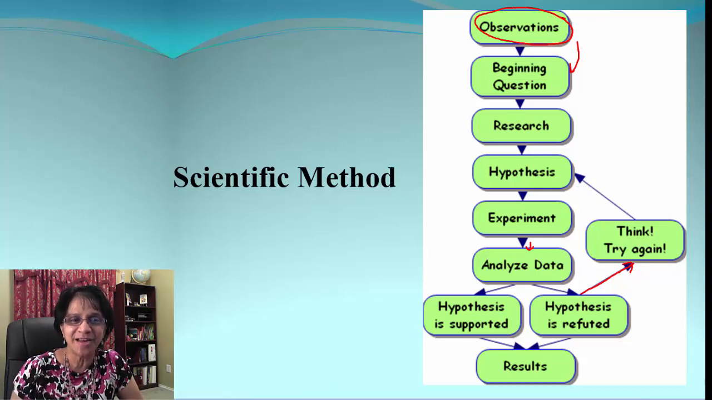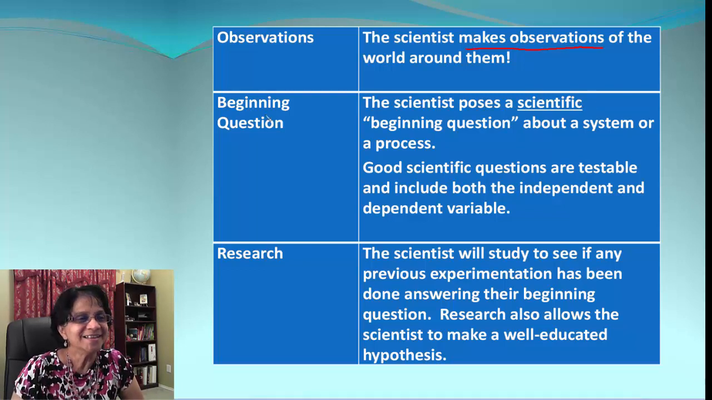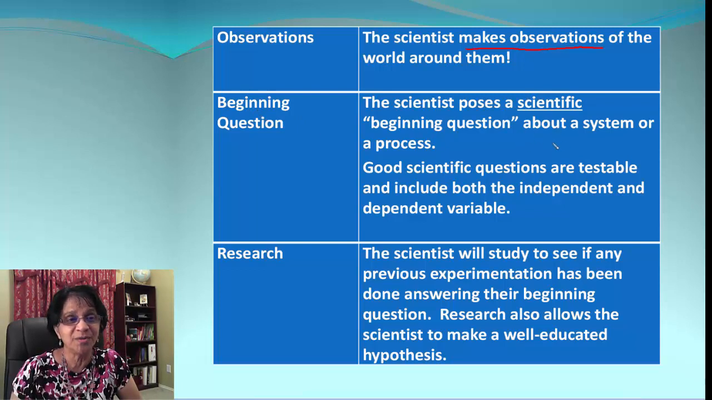Now let's find out some more details about the process. So here it is, observations. What are those? A scientist will actually be constantly making observations in the world around them, and that will always be something fascinating, discoveries. Then the beginning questions. The scientist will come up with a beginning question which will be scientific about a process or about a system.